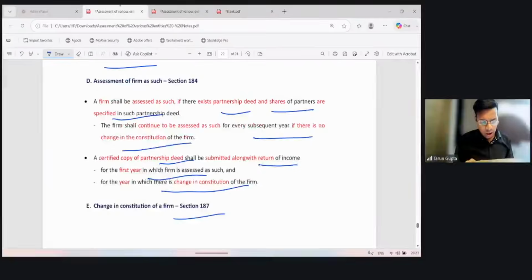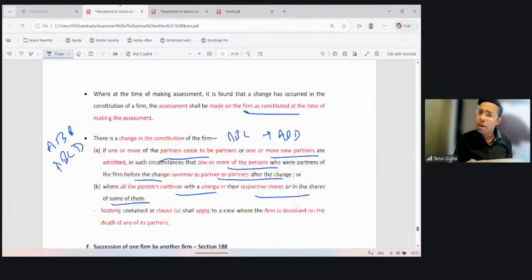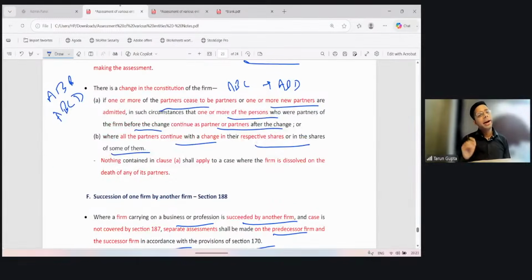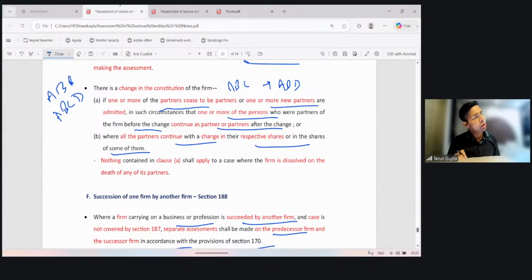So we discussed section 184, that a firm shall be assessable as a firm if there is a partnership deed and the deed specifies the profit sharing. Then we discussed 187, what happens in the case of changing constitution. The assessment is made on the reconstituted firm. What do you mean by changing constitution? That either one or more of the partners ceases, or one or more joins, but in both these cases there is some common partner who was there before and after the change, or there is a change in the profit sharing ratio of the existing partners.